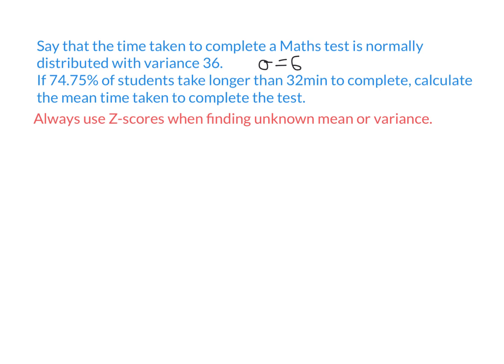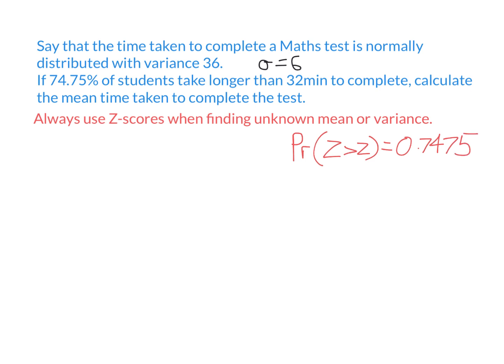So whenever you're doing a problem involving normal distributions and you have to find the mean or variance, always use z-scores. What do I mean by that? Well, I know this score of 32, 74.75% of scores are above it. What I really want to find out is 32, how many standard deviations is this from the mean? So I want to use the Z distribution. In particular, I want to find a value Z such that 74.75% of scores are above it.